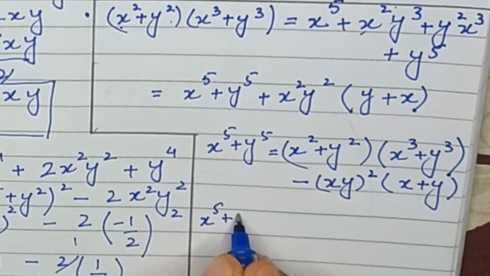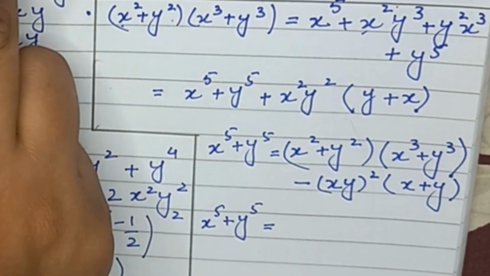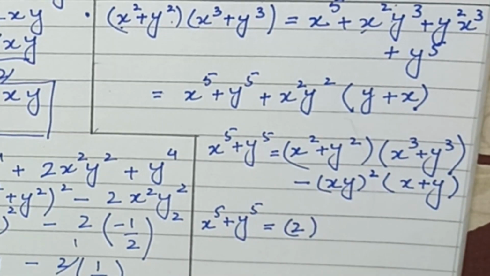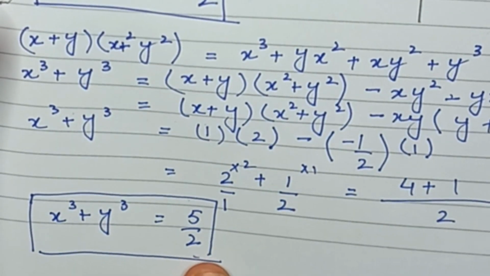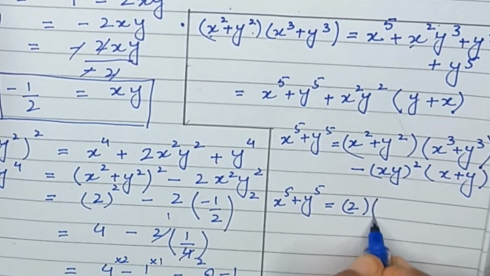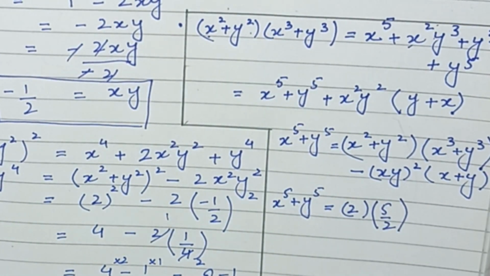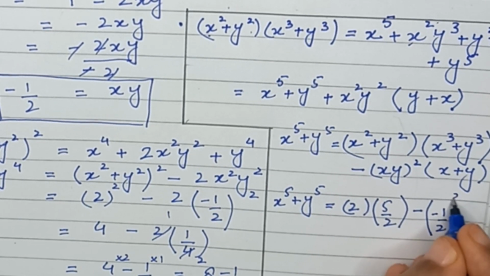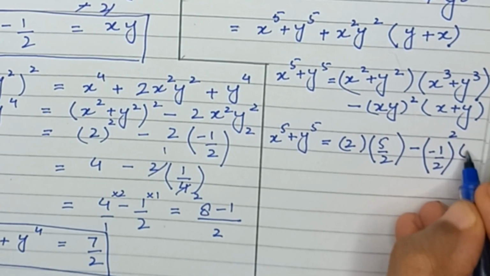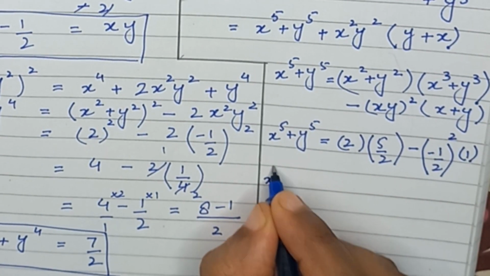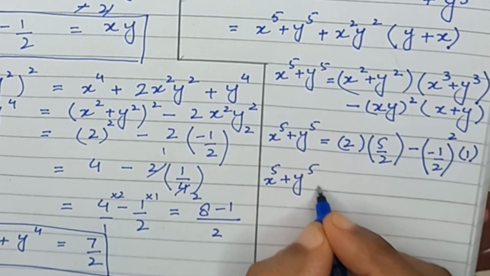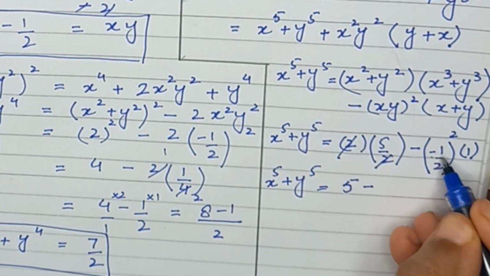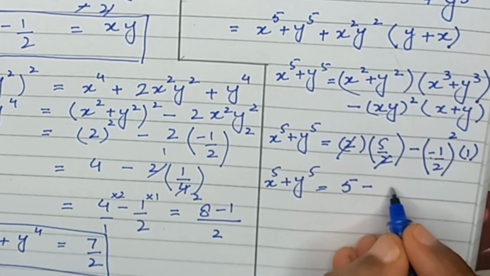X raised to the power 5 plus y raised to the power 5 is equal to x square plus y square is equal to 2 and x cube plus y cube is equal to 5 divided by 2 and xy is equal to minus 1 divided by 2, minus 1 divided by 2 and its square, and x plus y is equal to 1. So x raised to the power 5 plus y raised to the power 5 is equal to 2 and 2 will be cancelled out from here. So 5 minus 1 multiplied by minus 1 will be equal to positive 1. So it will become 1.